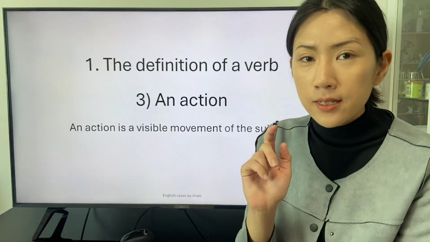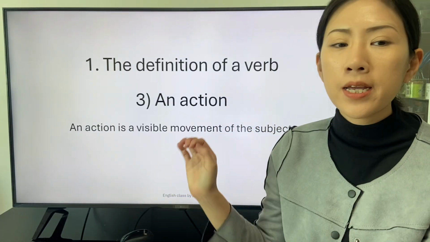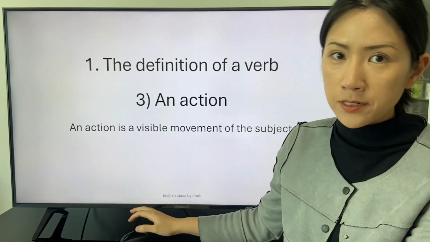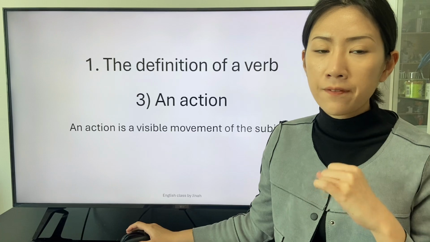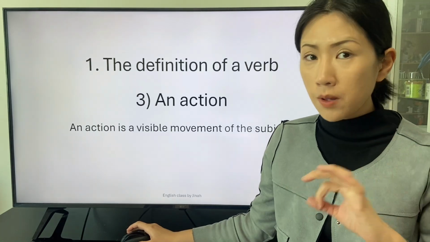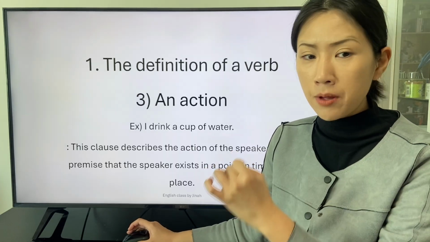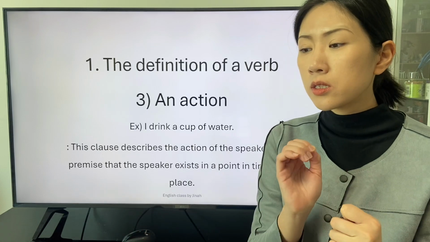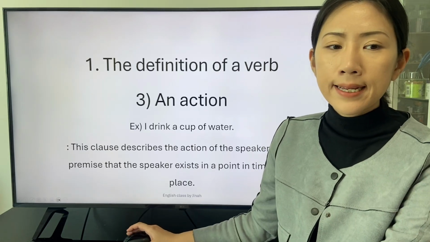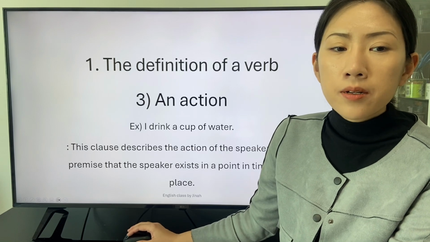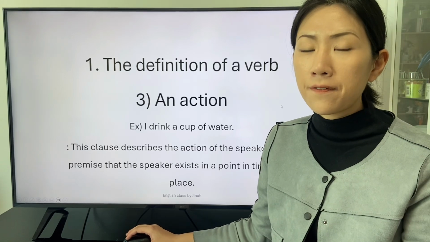The third definition of a verb is about an action of a subject. An action of a subject is a visible movement of the subject. There is an exemplary clause with the transitive verb drink. I drink a cup of water.